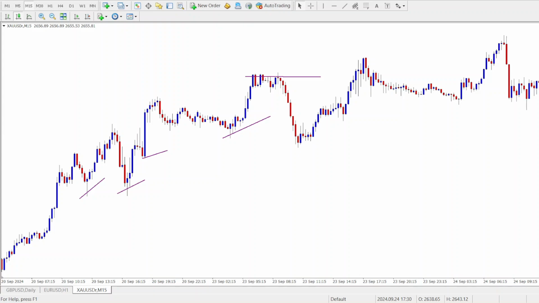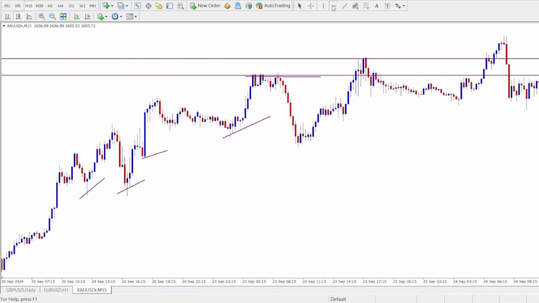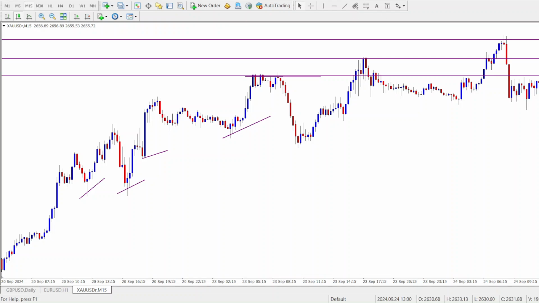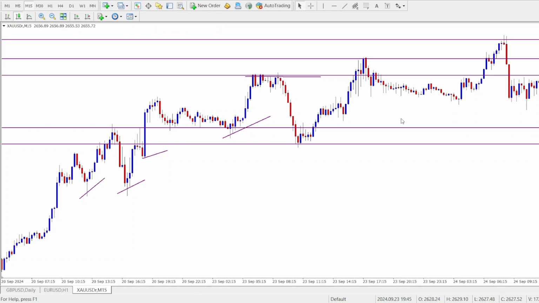Now, why are swing highs and lows critical for technical analysis? This is because swing highs often mark resistance levels, levels of potential reversals to the downward side. Swing lows mark support levels, potential reversals to the upward side.